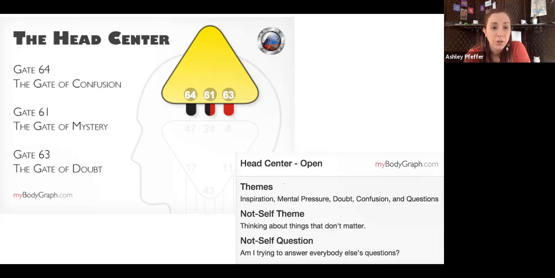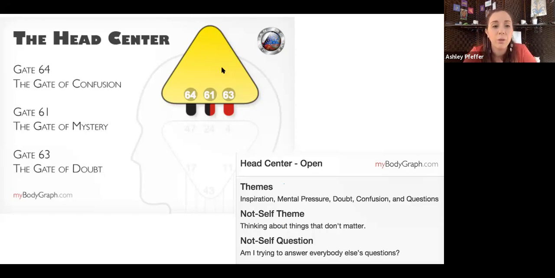An open head center. So the themes of this are inspiration, mental pressure, doubt, confusion, and questions. When you are in your not-self theme, meaning you're not centered, you're not aligned, you're going to be thinking about things that don't matter and trying to answer questions that aren't even yours. So if something pops in and it has nothing to do with your life, and you're trying to solve world hunger or peace, or your partner had a really bad day and you're trying to figure out how to make their day better, it's not your question to answer. Sometimes you'll be pulling in stuff from other people, and we want to be helpful, that's kind of what we're doing, but some of the stuff is not our questions to answer.